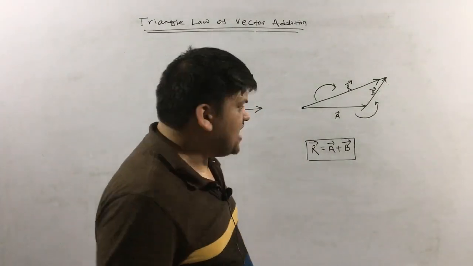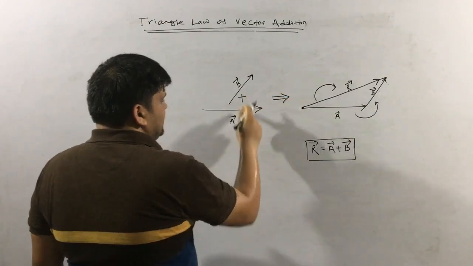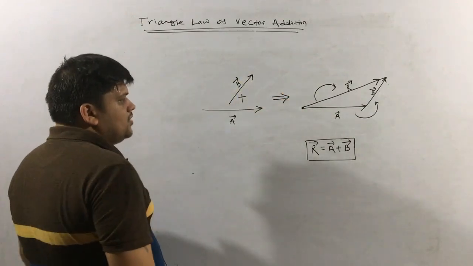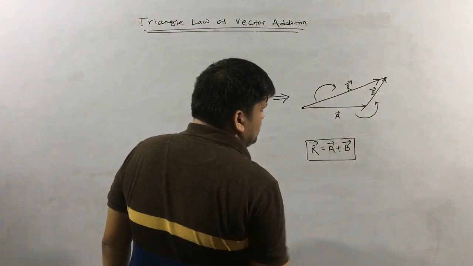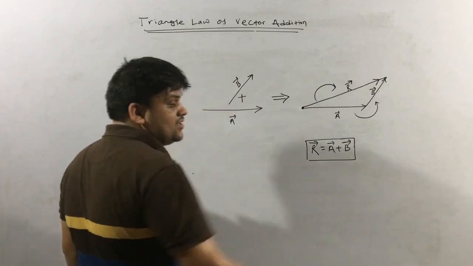If graphical method is asked, you can simply draw these diagrams like this. If these are the two vectors I have to add, then I have added and I found the result like this, and I can tell R vector equals A vector plus B vector.